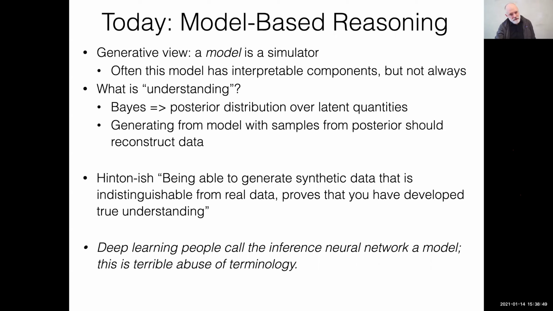I should be as clear as possible, as soon as possible, and we'll run into this problem several times, that deep learning people quite frequently call the inference neural network a model. They'll talk about models, okay? And this is a terrible, terrible abuse of terminology, because a model really is meant to be something that is a surrogate or a stand-in for reality. And it goes in the exact opposite direction of what deep learning people call a model. It goes from latents to observes, okay?